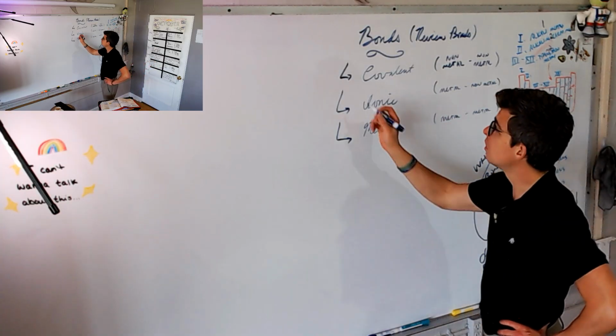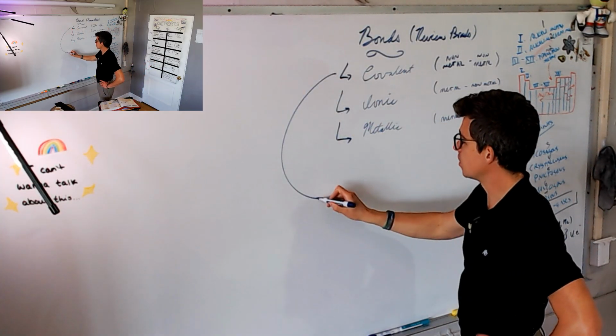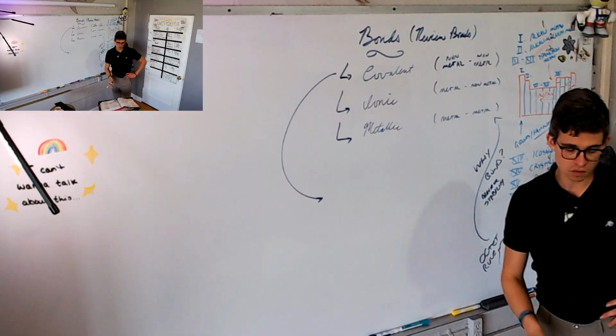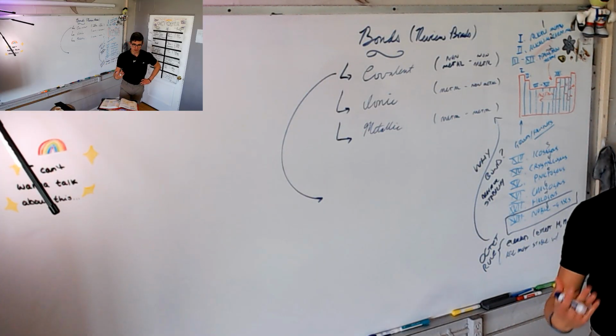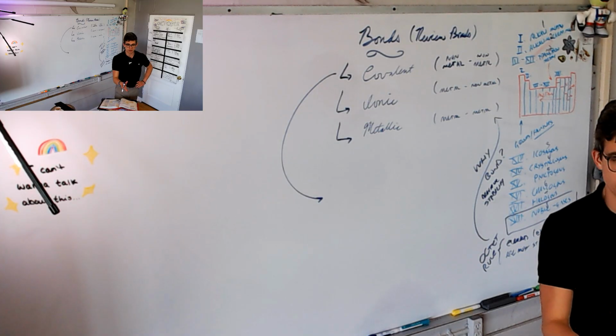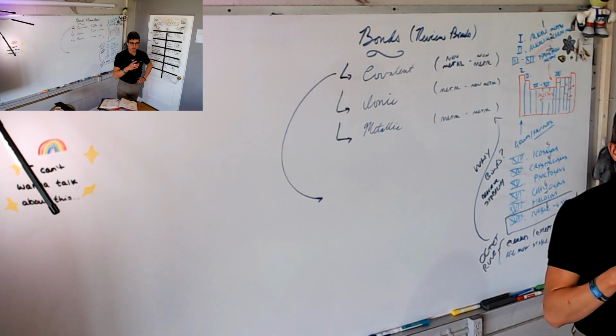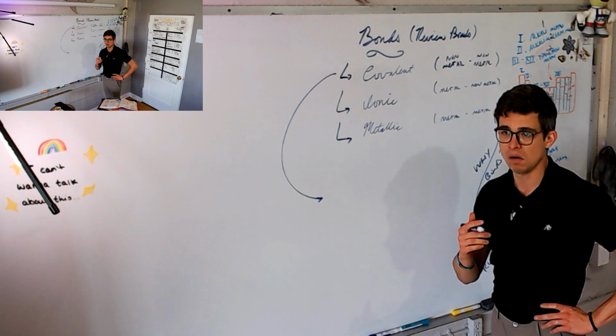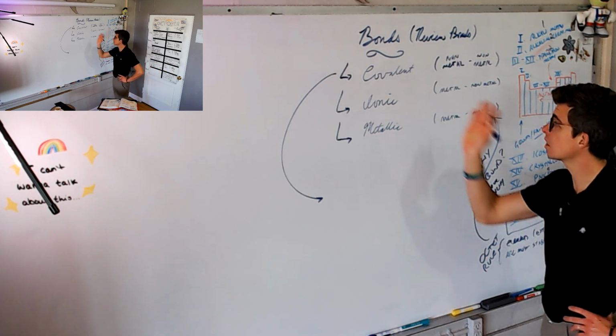So let's do some examples of these, because the main thing that we do for this chapter is name and write formulas, which you should be familiar with from physical science. You have a lot of practice to do on it. So let's talk about covalent bonds first.